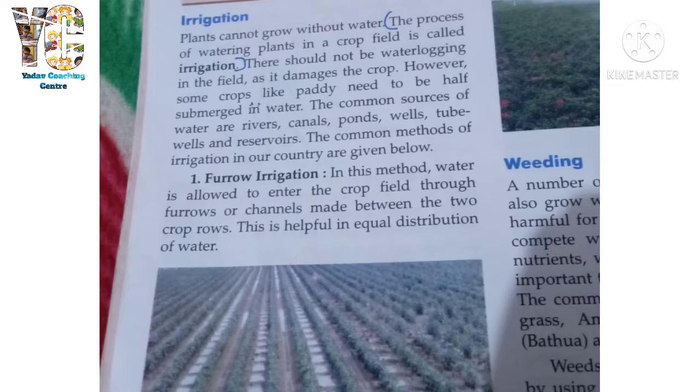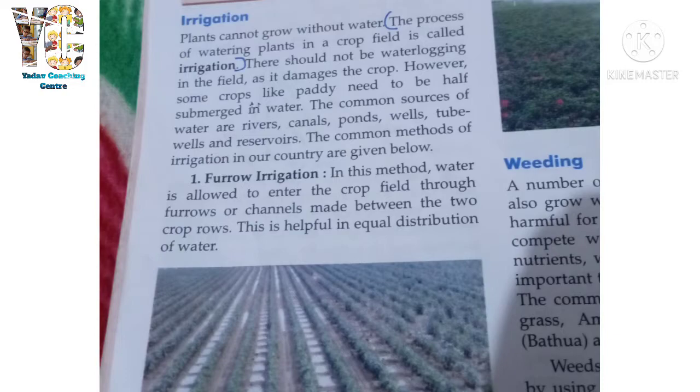Common methods of irrigation in our country. Now in a country like India, we have some methods. Number 1 is furrow irrigation. What is this furrow irrigation? It means that between 2 rows of the crops, we dig small pits. In this method, water is allowed to enter the crop field through these furrows or channels made between the 2 rows. Is it clear?